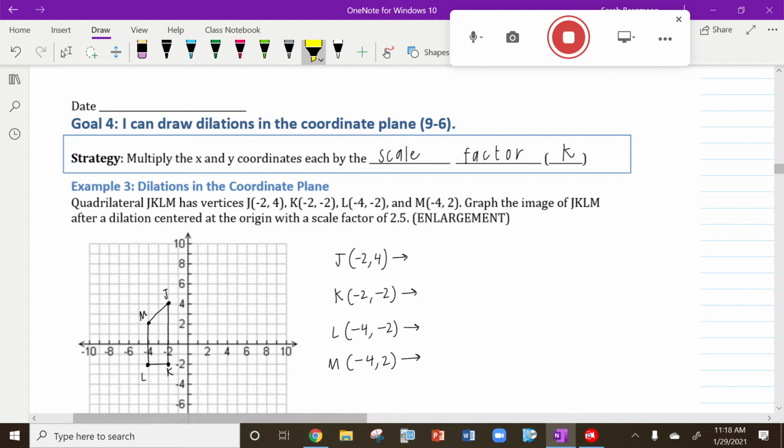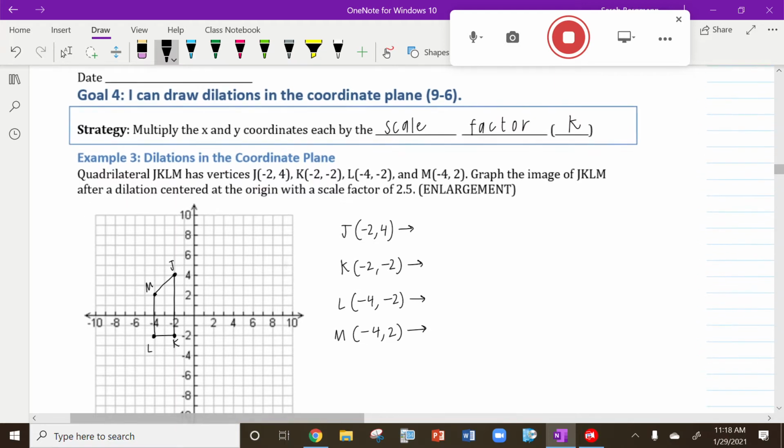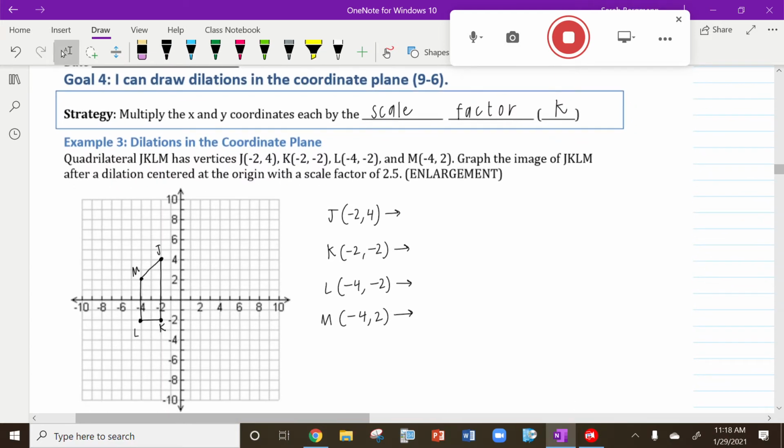First, for a dilation in the coordinate plane, I want you to know that we are dilating around the origin, and it makes it pretty easy because all we need to do is multiply the x and the y coordinates of every point by the scale factor, which is sometimes called k.